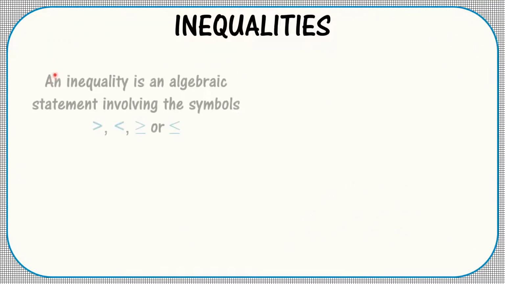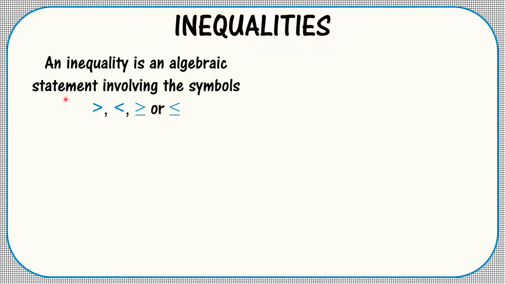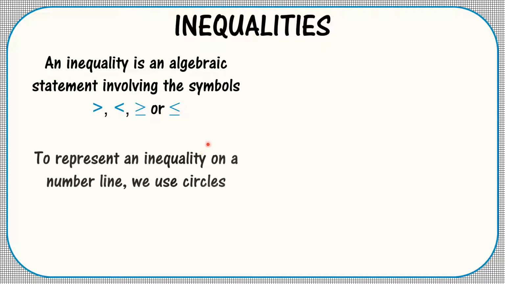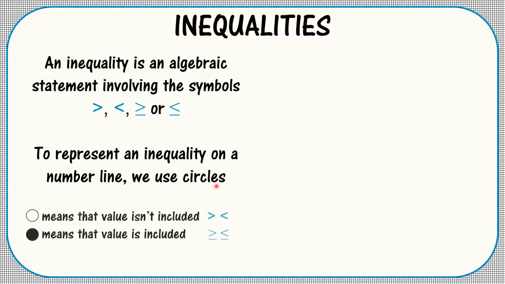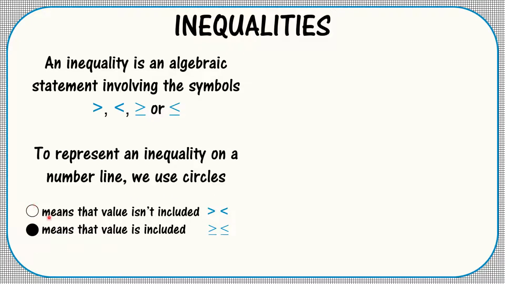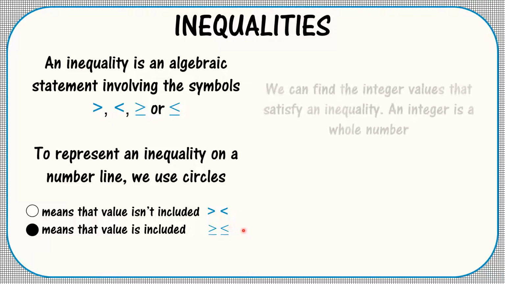For inequalities, an inequality is an algebraic statement involving the symbols greater than, less than, greater than or equal to, or less than or equal to. To represent an inequality on a number line, we use circles. The open circle means that the value isn't included, therefore it is represented by greater than or less than, and a solid circle means that the value is included, therefore it is represented by greater than or equal to or less than or equal to.